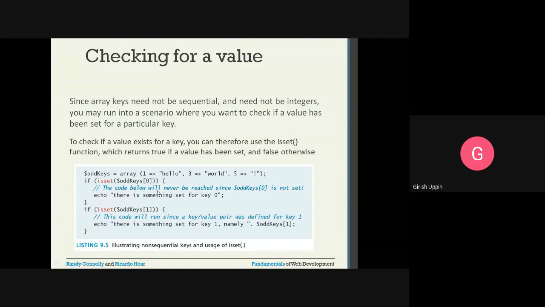Okay, the code below will never be reached because this is not present. So whatever code you have in the true block will never be reached because this will return false. Next one, if inside the parenthesis is set and you are passing $odd keys and key is 1, yes, it has a value, so it will return true. Whatever you have in the true block will get executed.